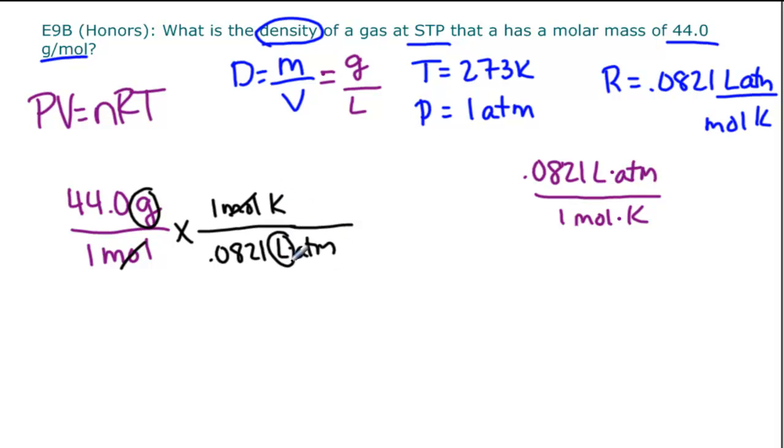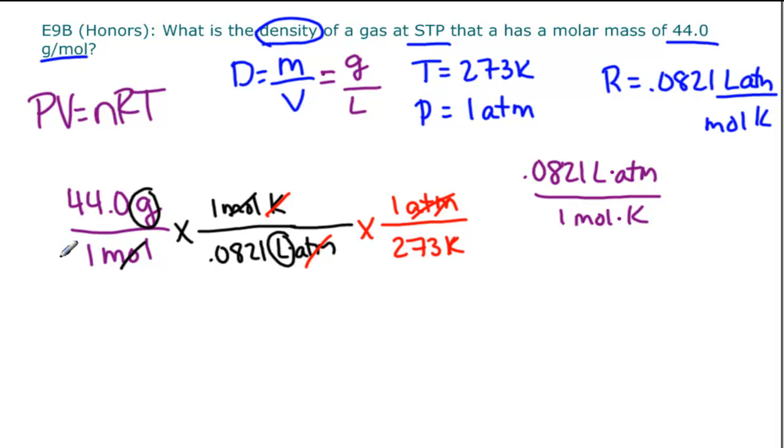I need to cancel Kelvin and ATM. So if I do one more fraction, if I cancel Kelvin, I need Kelvin on the bottom. So I'm going to put my temperature on the bottom. ATMs I need to cancel by putting ATM on the top. So Kelvin cancels, ATMs cancel.